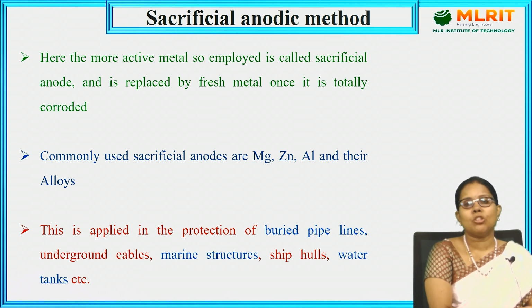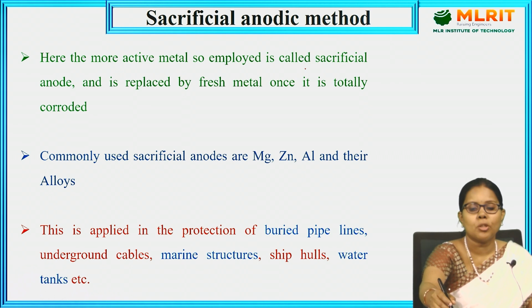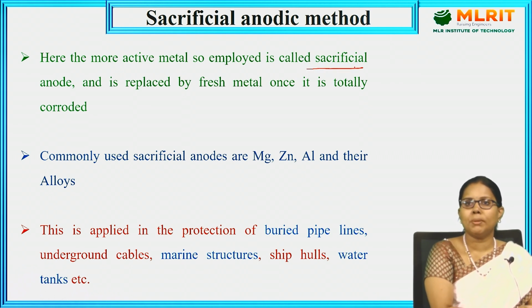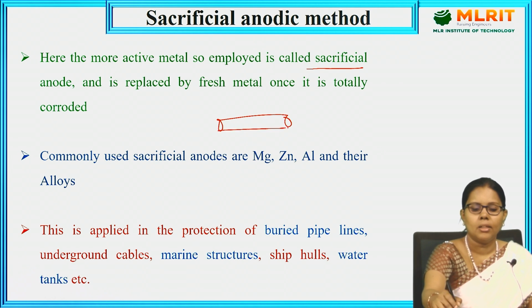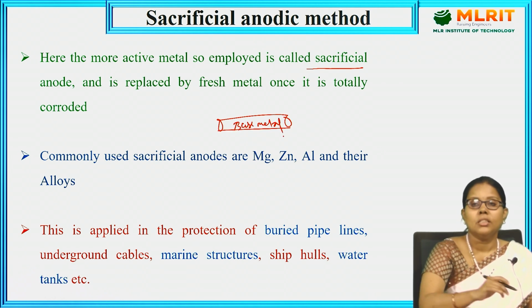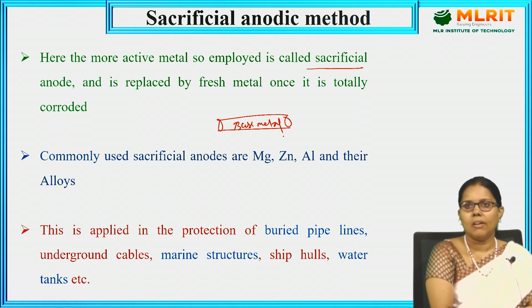Here the more active metal so employed is called the sacrificial anode. In order to protect the base metal, what is meant by base metal? Here the pipeline is the base metal. The metal which is to be protected from corrosion is called the base metal. So in order to protect the pipeline, the base metal, we need a sacrificial anodic metal.